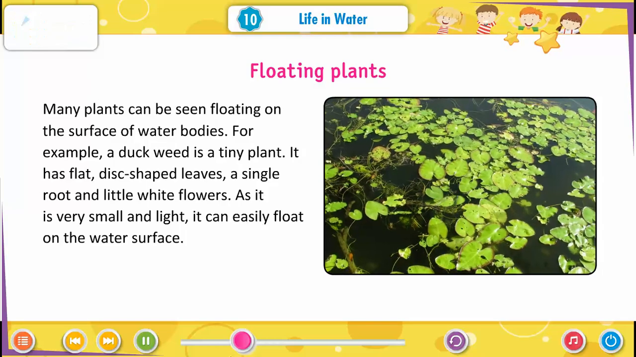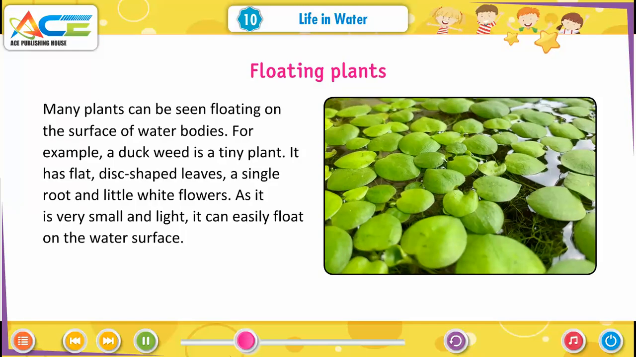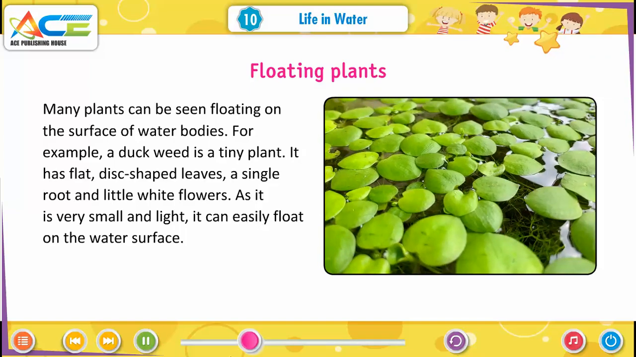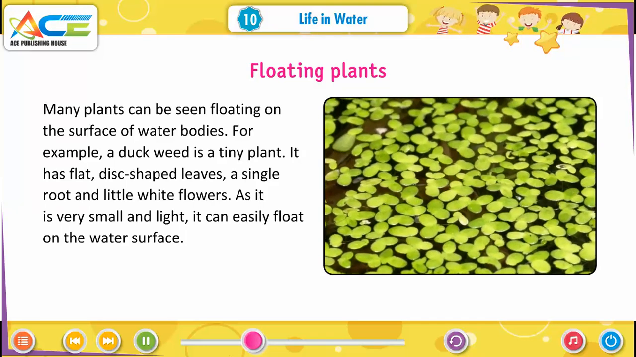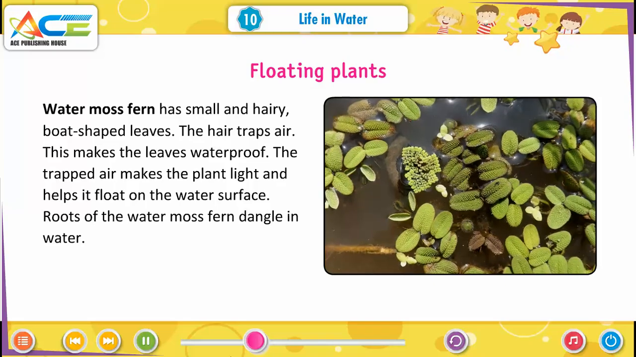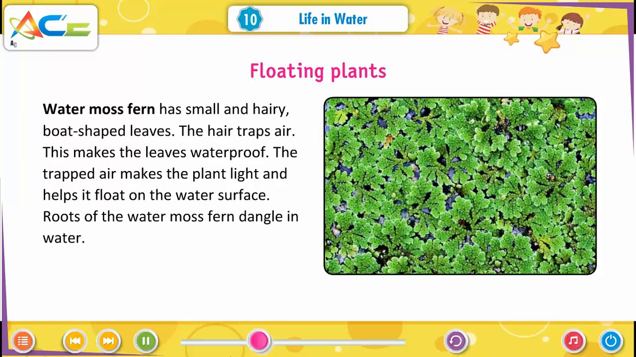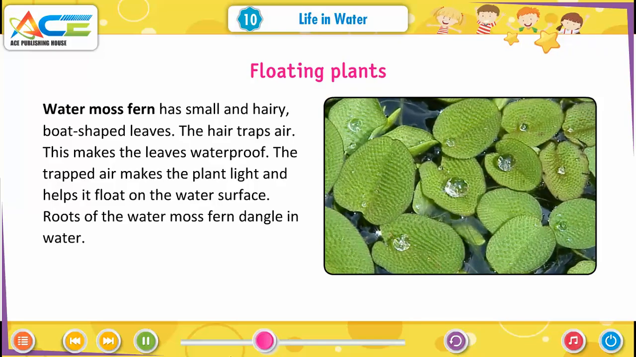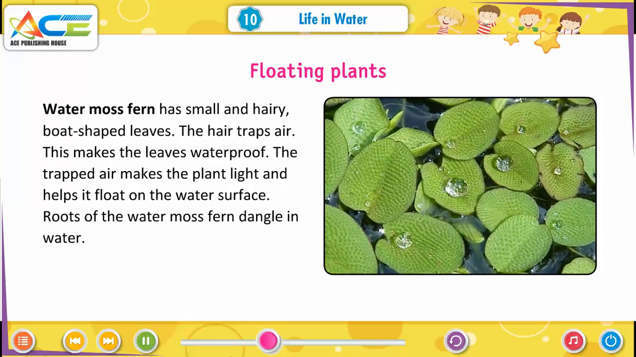For example, a duckweed is a tiny plant. It has flat, disc-shaped leaves, a single root and little white flowers. As it is very small and light, it can easily float on the water surface. Water moss fern has small and hairy, boat-shaped leaves. The hair traps air. This makes the leaves waterproof. The trapped air makes the plant light and helps it float on the water surface. Roots of the water moss fern dangle in water.